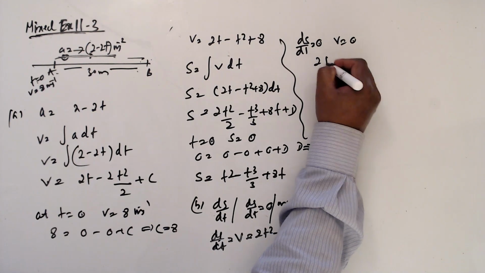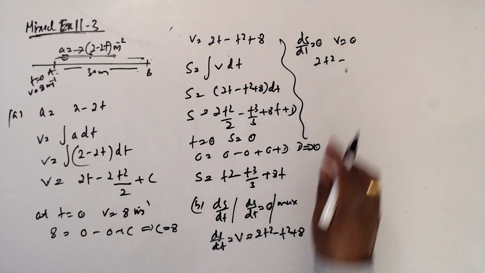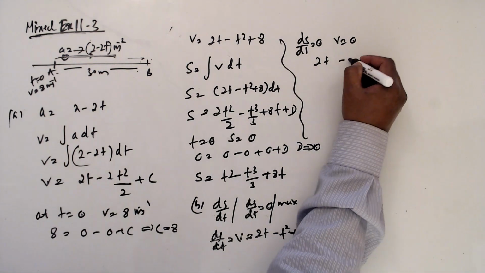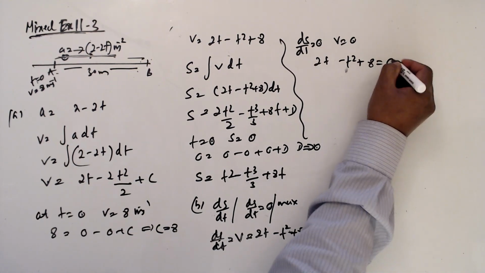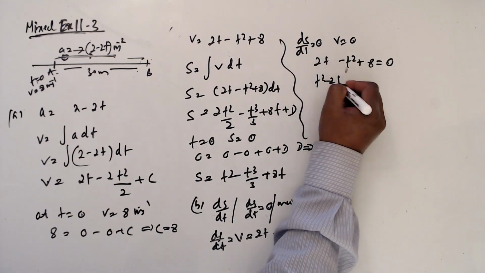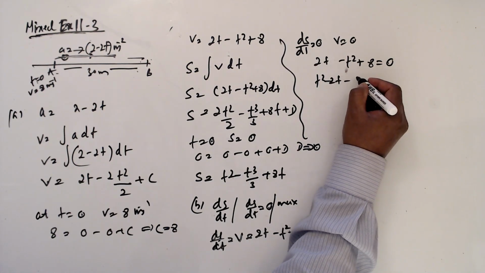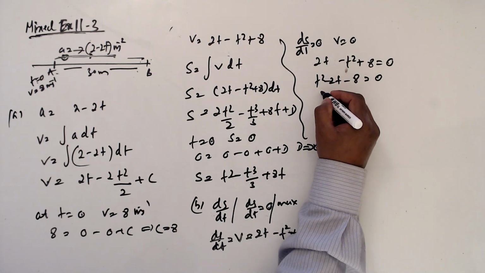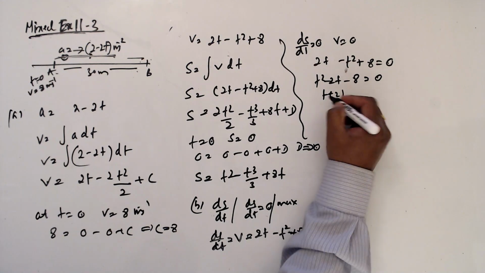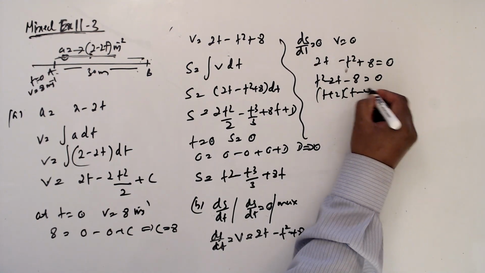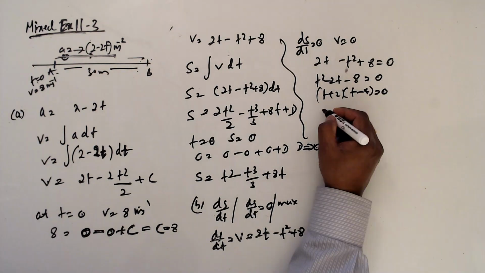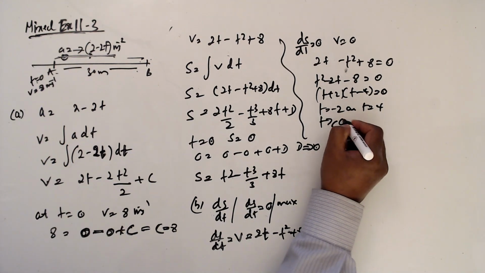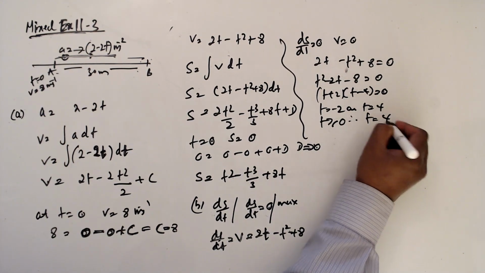So 2t square minus... plus 8 equals 0. It means t square minus 2t minus 8 equals 0. I multiply by minus, and I can factorize. This is (t plus 2)(t minus 4) equals 0. So t equals minus 2 or t equals 4. But t is greater than or equal to 0, hence t should be 4.